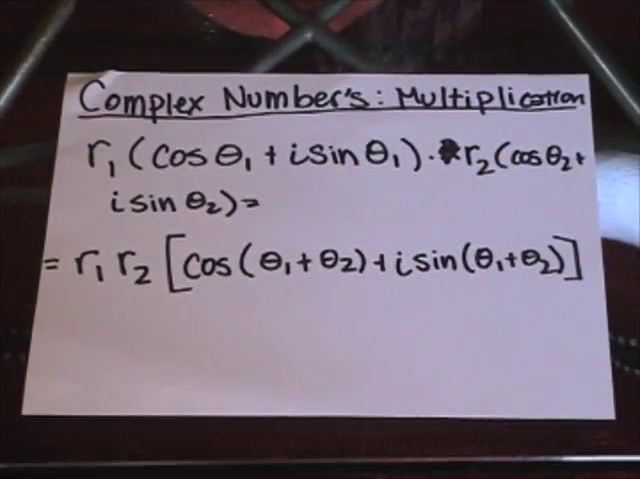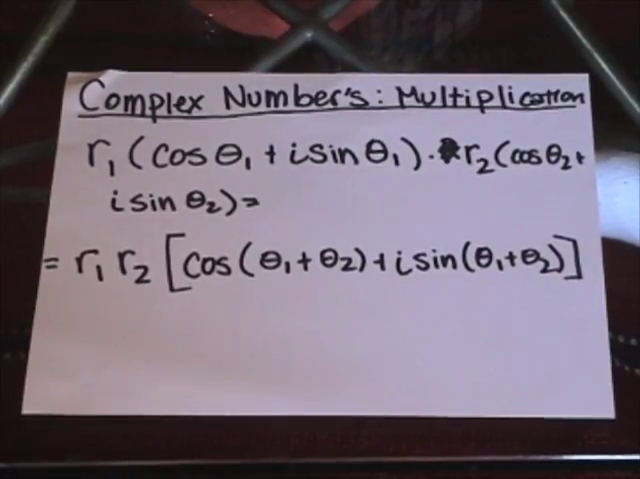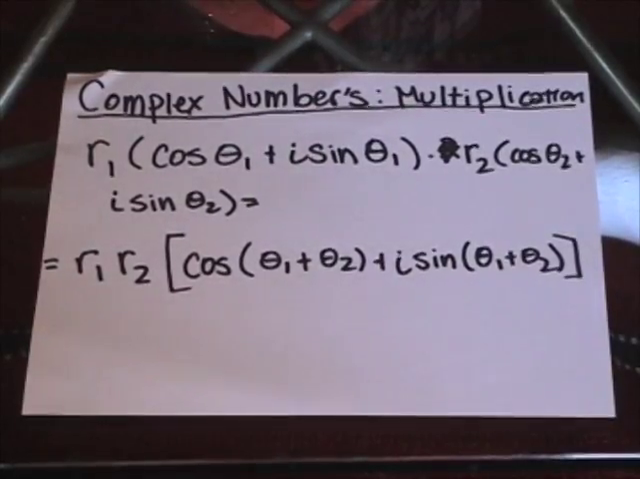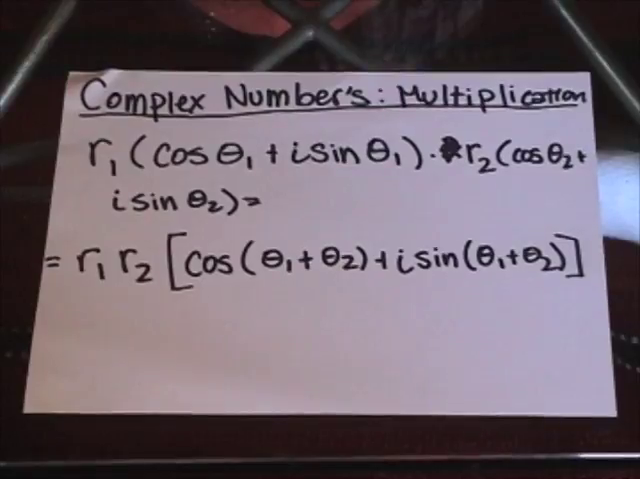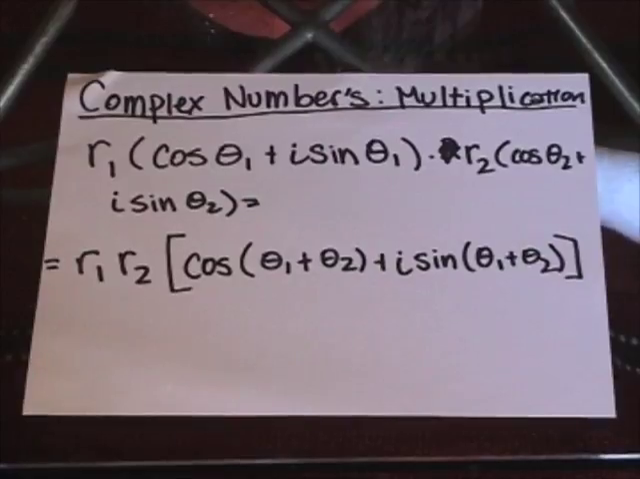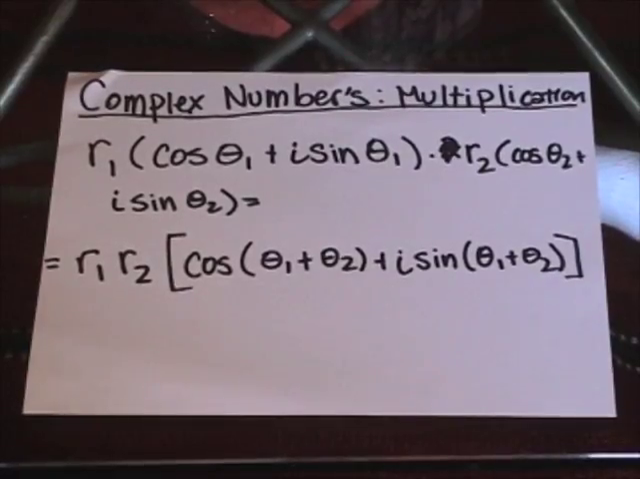Multiplying complex numbers. The formula for multiplying complex numbers is r1 times the quantity cosine theta 1 plus i sine theta 1, times r2 times the quantity cosine theta 2 plus i sine theta 2, which equals r1 times r2 times the quantity cosine of theta 1 plus theta 2 plus i sine of theta 1 plus theta 2.